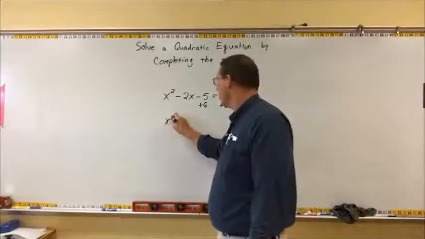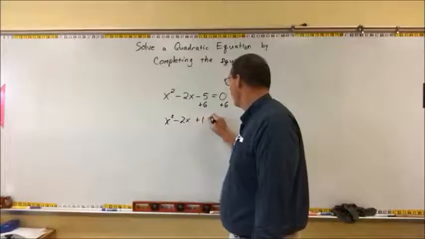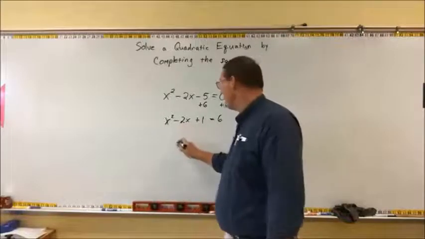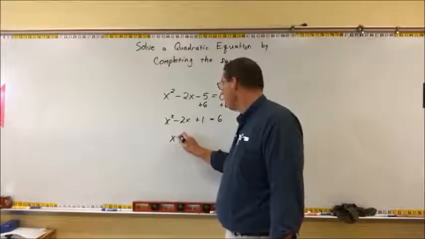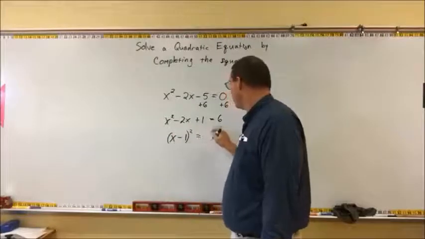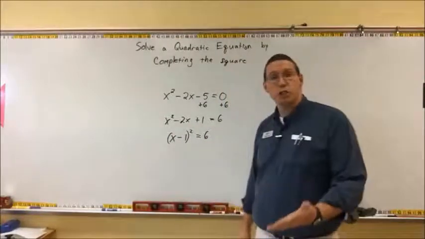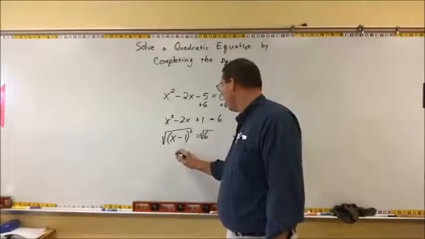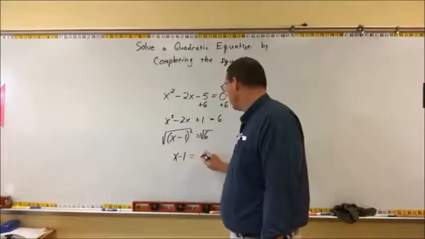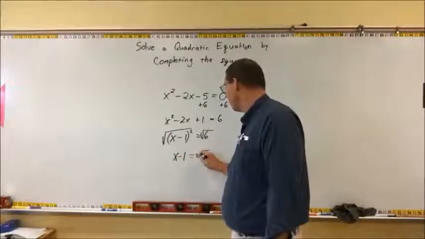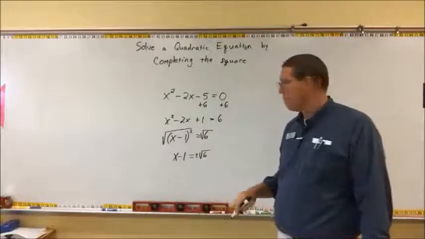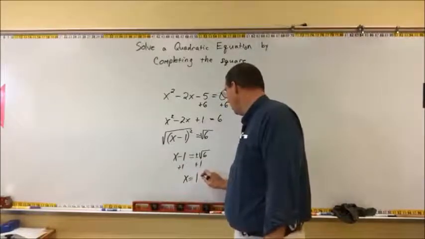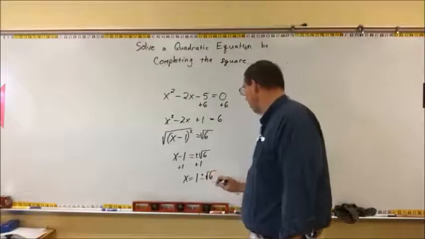So now we'll have x squared minus 2x plus 1 is equal to 6. Now we can factor this as a binomial squared, and it becomes x minus 1 squared, which is equal to 6. Now we can extract the square root. We do the square root of this side and the square root of this side, and we get x minus 1 is equal to the square root of 6, but it's actually plus or minus the square root of 6, right? And then we'll add 1 to both sides, and we'll have x is equal to 1 plus or minus the square root of 6.